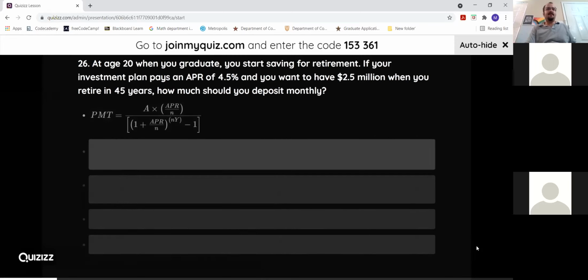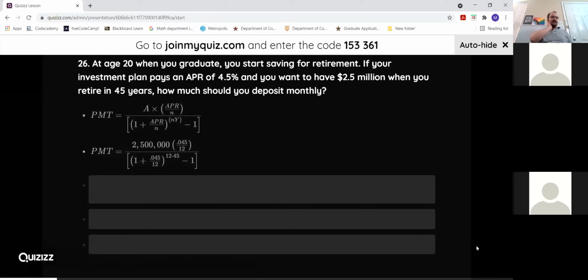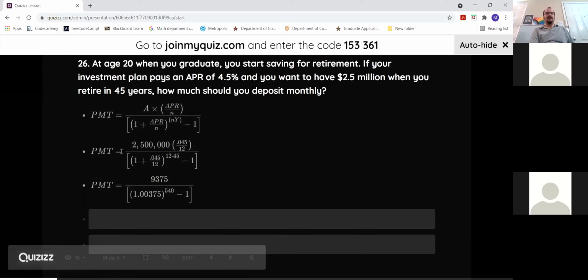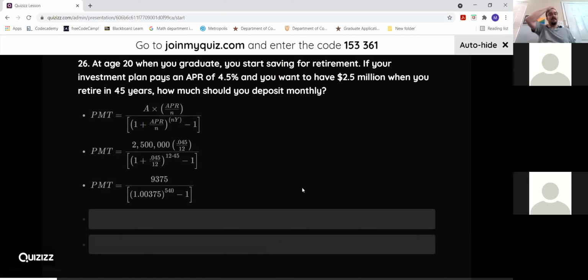And so I think we're using the same formula. This should hopefully be what you plug in, 2.5 million, and we have 4.5% over 12 times 45. I divided these and multiplied on the top. If you divide these two numbers and multiply, we should get a good round even 9375. A lot of times it's easier to do that with this equation. You get a nice round number on top.